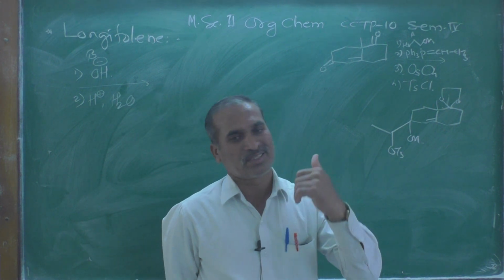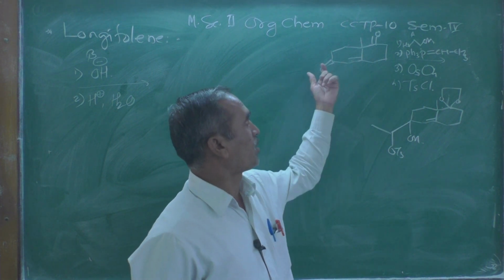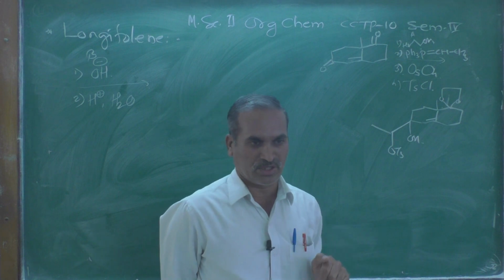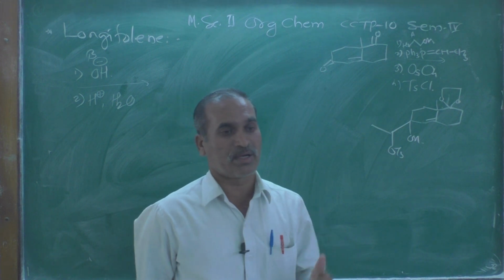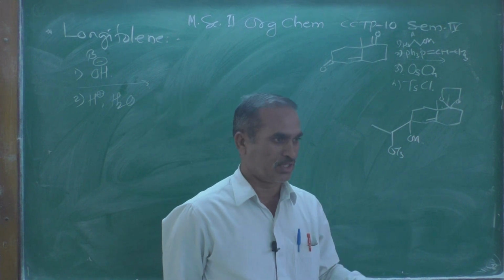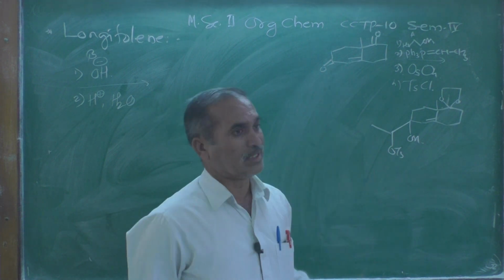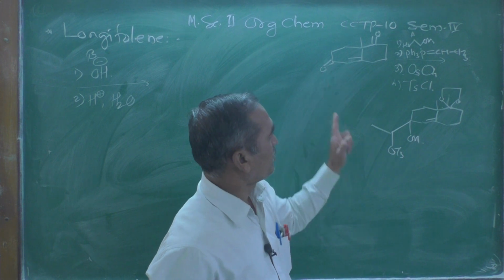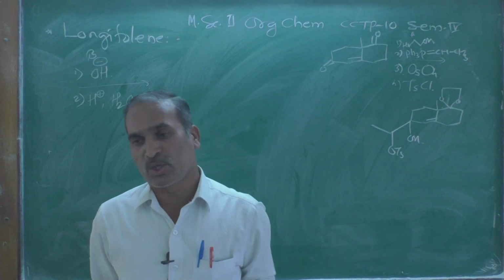It is known for cis hydroxylation, but here there are two competitors, two carbon-carbon double bonds in conjugation. One is outside the ring, one is inside the ring, and the double bond outside the ring is less hindered, and therefore cis hydroxylation takes place selectively at the less hindered side. That cis hydroxylation product is then further treated with tosyl chloride.